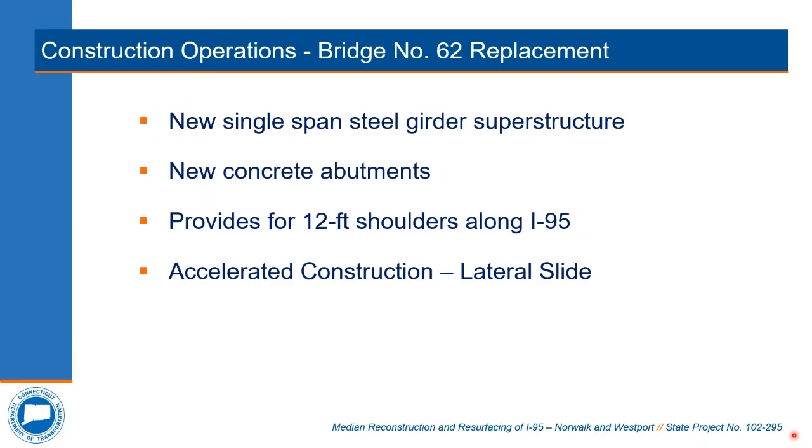The existing bridge, which has been identified as structurally deficient and in need of major reconstruction, will be replaced with a new single-span structure comprised of steel concrete superstructure on new concrete abutments. For consistency with the safety improvement aspects of Project 102-295, the overall width of the bridge will be increased to provide for the widened shoulders along I-95.